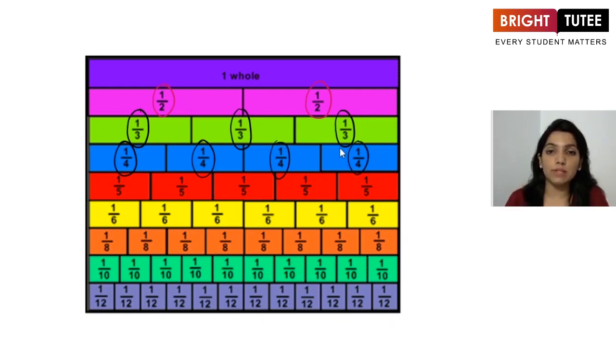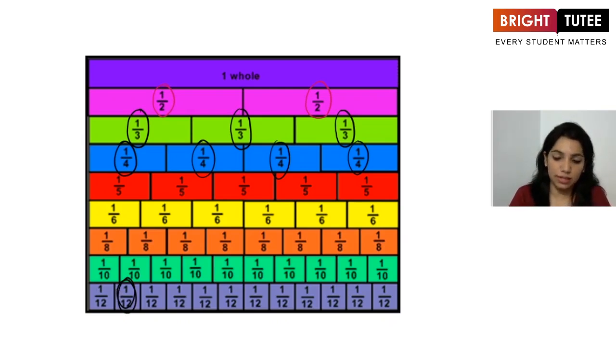And if you keep on seeing, in the last one we have the whole divided into 12 equal parts. So what is the value of each part? It is 1/12. I hope this is clear how a single thing can be broken down into several pieces, no matter how many divisions you make of a single object.